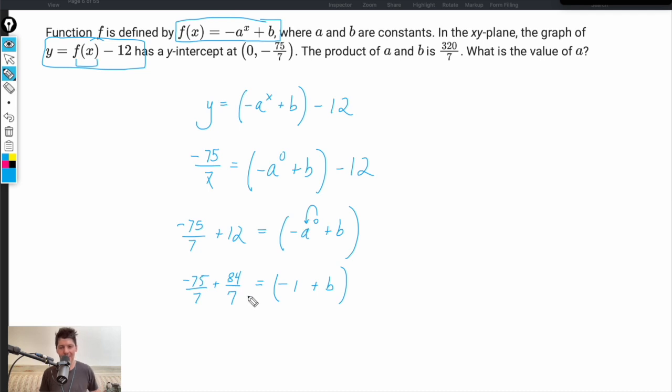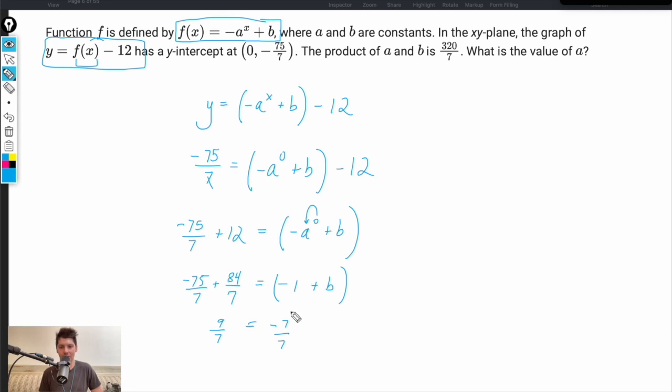70 plus 14, that is 7 times 10 and 7 times 2. All right, so these add together to be what? 9 sevenths? And I'll now write my negative 1. I'll get rid of my parentheses because you're probably like, why? Why does this dude keep writing parentheses?